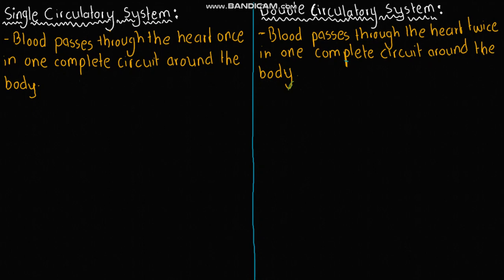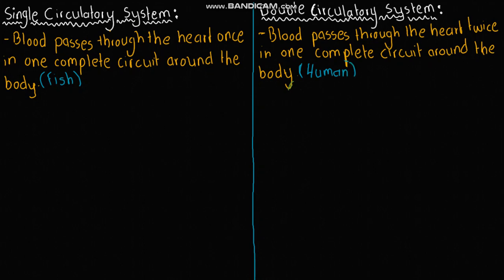An example of an organism that has a single circulatory system would be fish. Fish have a single circulatory system. For an organism that has a double circulatory system, us humans, we have a double circulatory system.